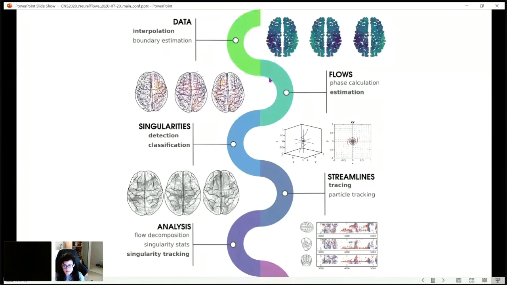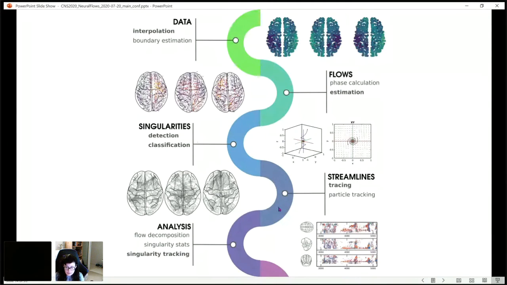Then the toolbox will estimate your flows. We can use this using the amplitude or the instantaneous phase as well. We provide different methods to do this. We'll get this representation in terms of flow fields. We will detect 8 types of 3-dimensional singularities, from foci or stable fixed points, spiral fixed points, and saddle points.